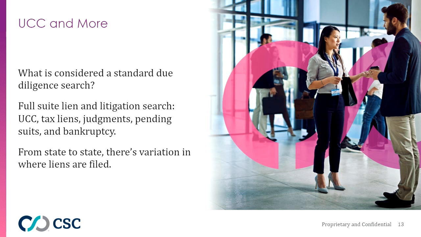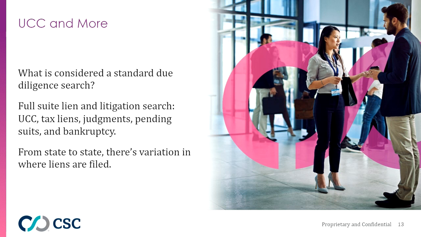And then number three, what I like to call the full gamut or the full suite search. This includes UCCs at the state and county level, county being a search for any real property UCCs, tax liens, that would be your state and federal tax liens, judgments, pending suits, and bankruptcy. And those are the three categories I would say are most commonly asked for in terms of what CSC searches and provides for our customers.